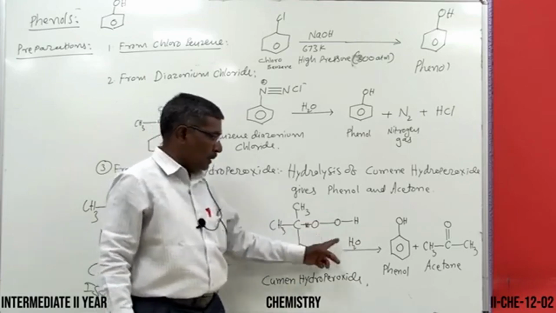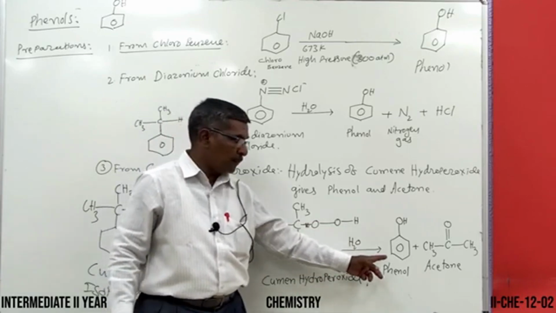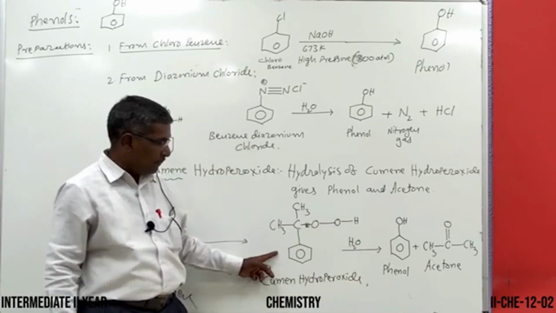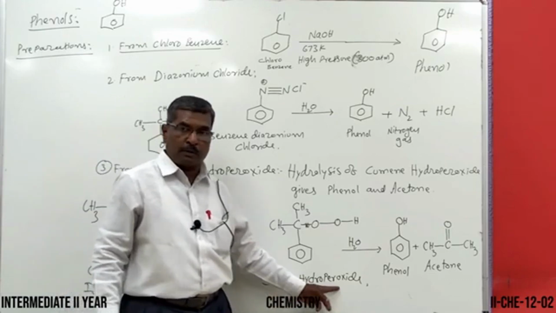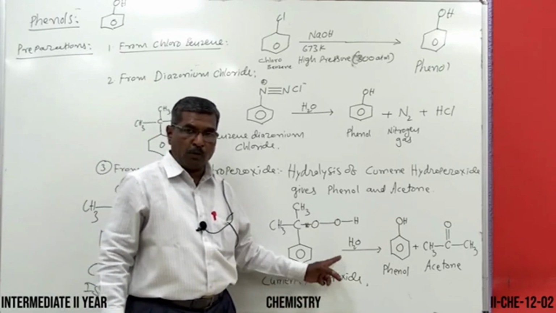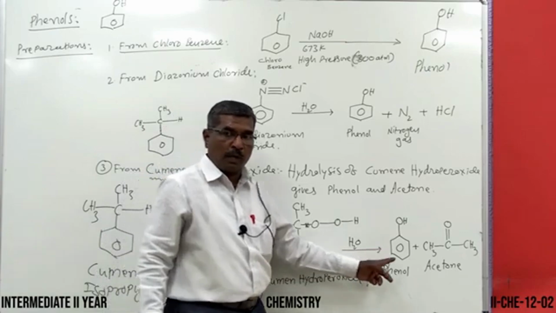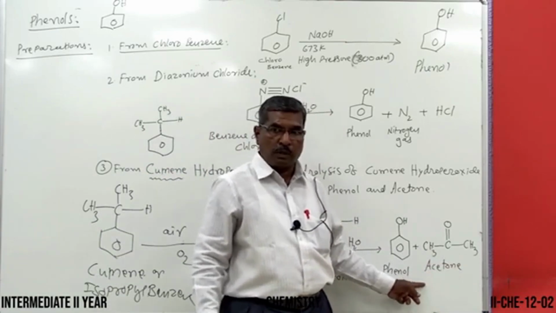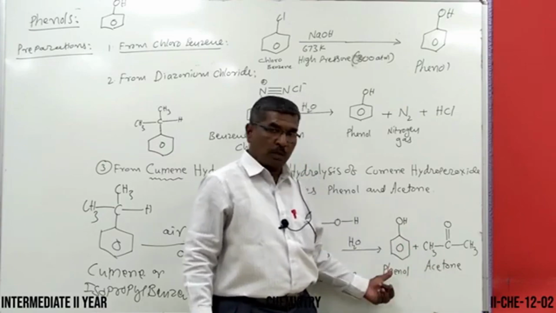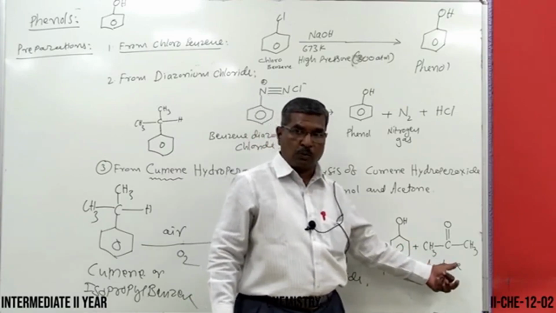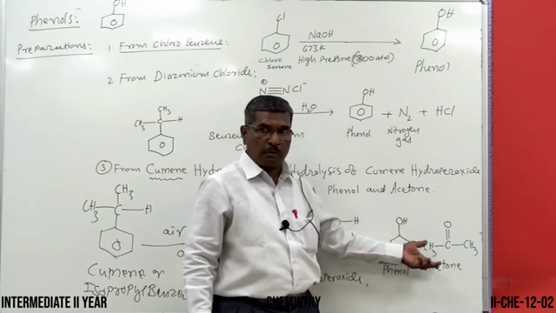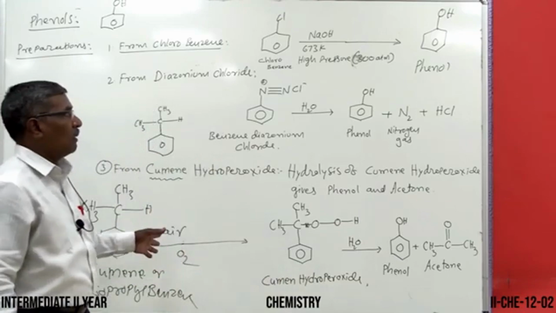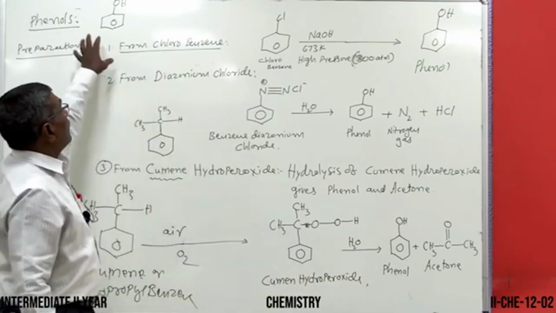Cumene hydroperoxide on hydrolysis gives phenol. Statement: phenol can be prepared by the hydrolysis of cumene hydroperoxide. Cumene hydroperoxide on hydrolysis gives phenol along with acetone. Acetone is also a very important product. Here it is a byproduct, phenol is the main product. Acetone, phenol, acetone. So this is a commercial method of preparation of phenol.